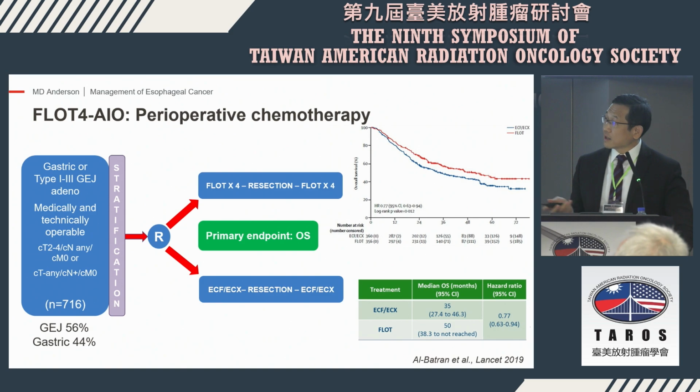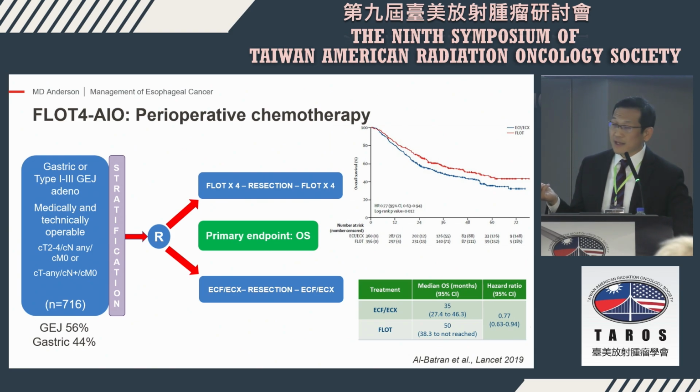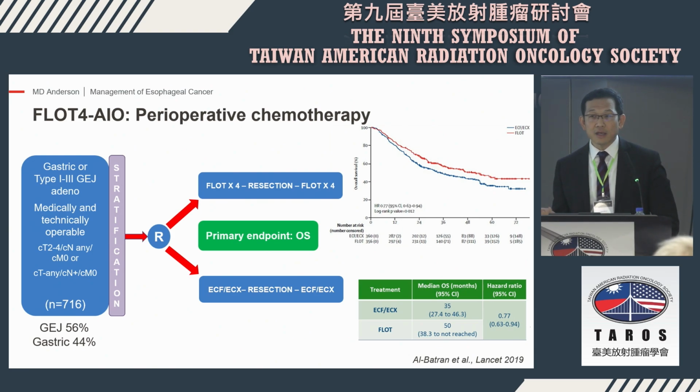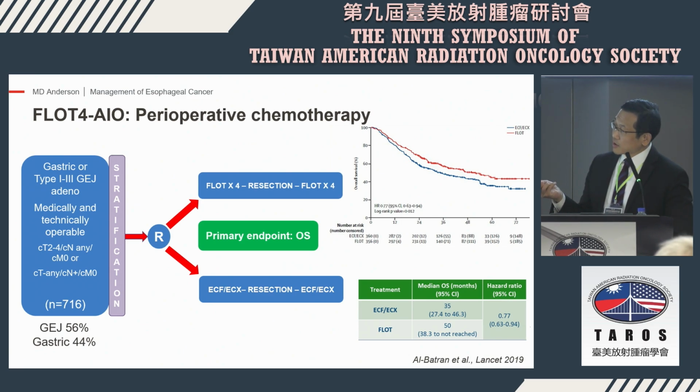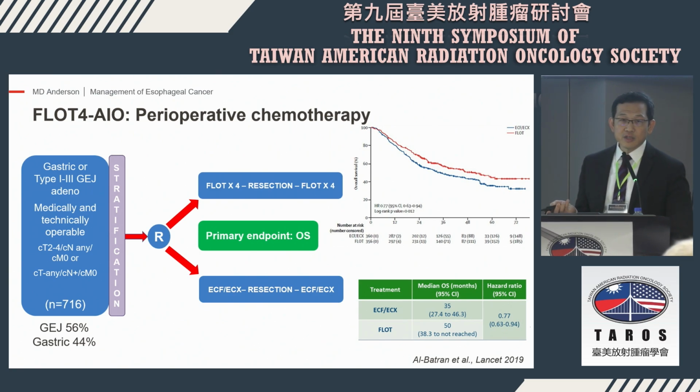So FLOT, of course, this is now, instead of those cisplatin-based and 5FU-based chemotherapies, a 3 chemotherapy regimen where they incorporate docetaxel along with platinum-based chemotherapy and 5FU. So this is gastric or G-junction patients with locally advanced disease, all medically operable, and they were randomized to FLOT perioperatively, before resection and post-resection, versus the standard of care, which is ECF, ECX, and eventually just CF. Showing, of course, the benefit of FLOT for 4 cycles of perioperative chemo compared to the standard of care.